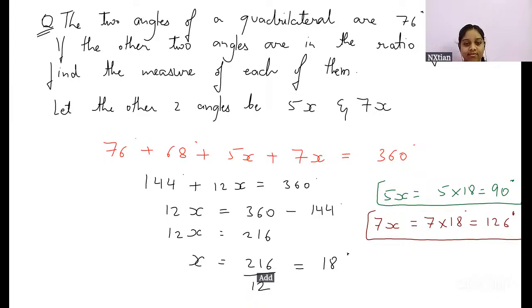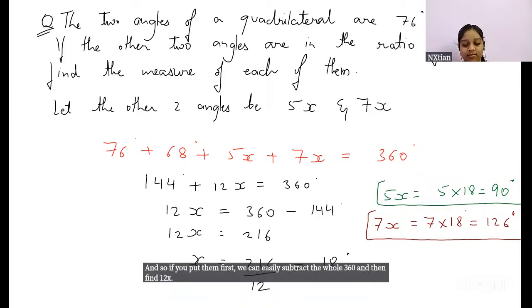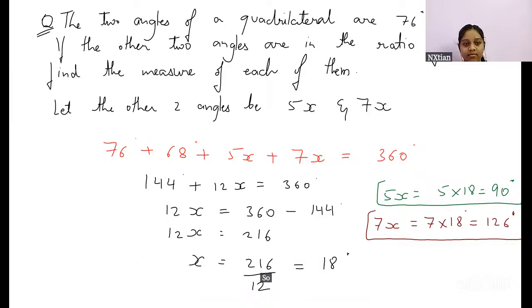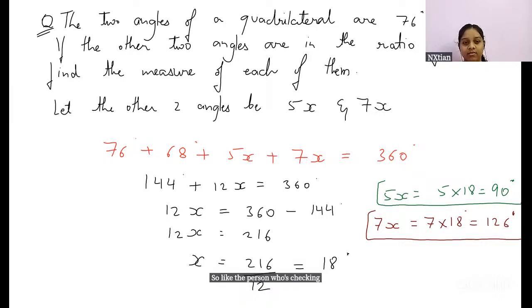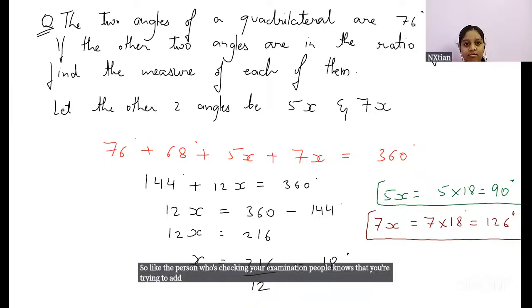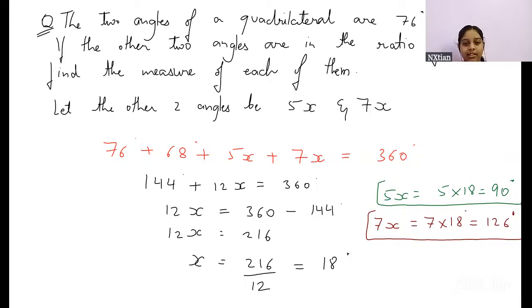adding them together will be extremely easy. And so if you put them first, we can easily subtract them from 360 and then find 12x. You can even put them at the last of the sum, but they have to be together. That's the point, so the person checking your examination paper knows that you're trying to add both of these things. That's right, Abraham. Hope it's clear, Zara. Yeah, I got my doubt clear. Thanks.